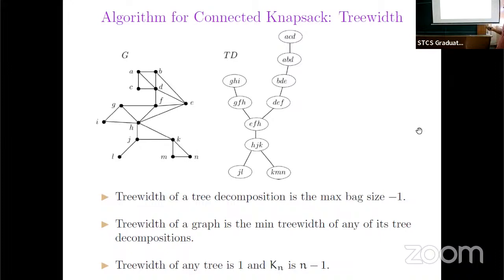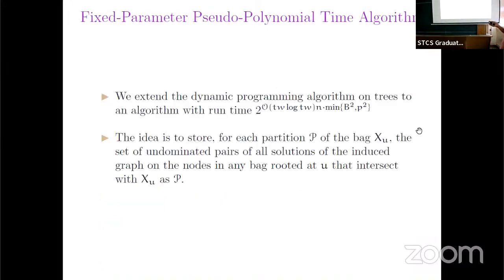So with this, it takes some time to get used to this concept. You can show that the tree width of any tree is 1, and for a complete graph on n vertices, its tree width is n minus 1.